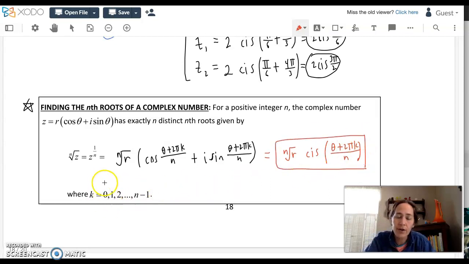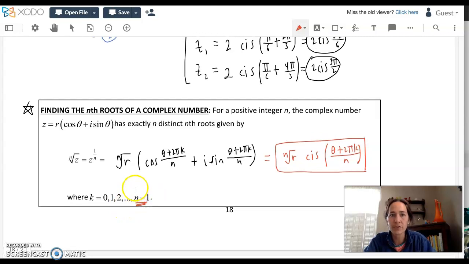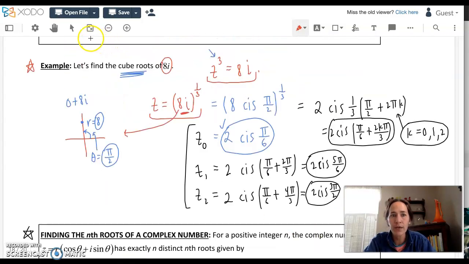Notice what they say are going to be the rules for k. K starts at 0, so for your first answer, you don't have to add any multiple of 2 pi. 1, 2, 3, count up the integers until you get to 1 less than n. So like in this problem above, I was finding a cube root, and I only had to find the z subscripts up to z sub 2.